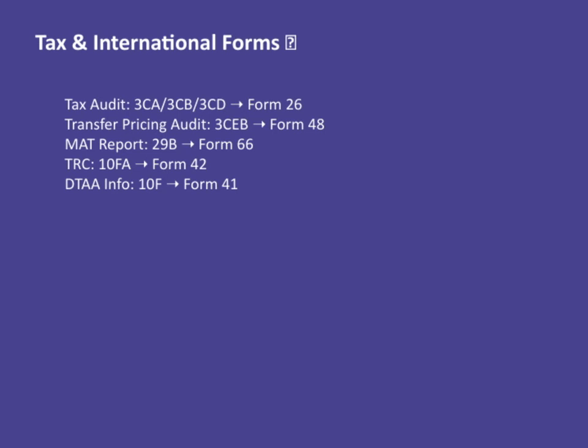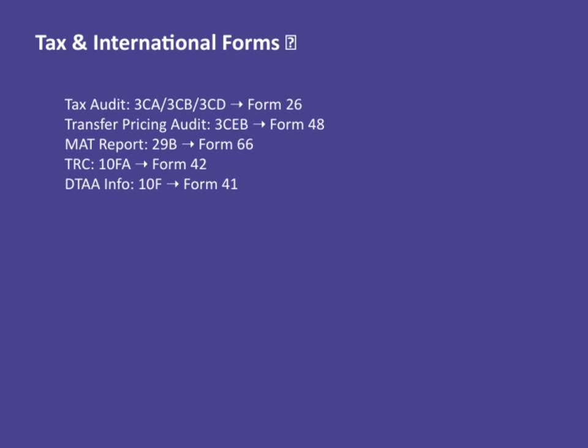Let's take a closer look at some of the key tax and international forms that are essential for compliance. When it comes to tax audits, the forms 3CA, 3CB, and 3CD are used, which ultimately lead to filing Form 26. These forms help in reporting the details of the audit and ensuring transparency. For transfer pricing audits, Form 3CEB is the critical document, and it corresponds to Form 48, which is used for reporting transactions with associated enterprises.